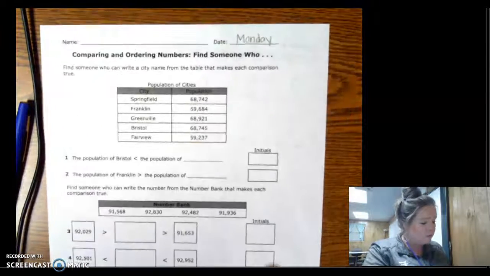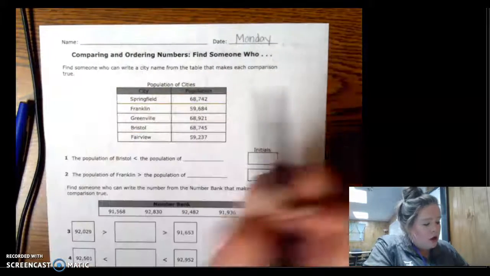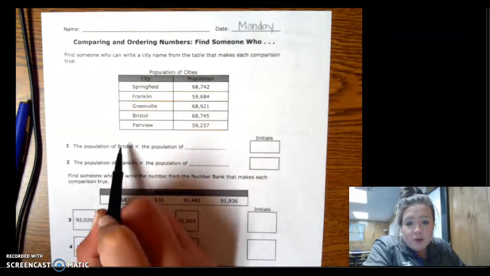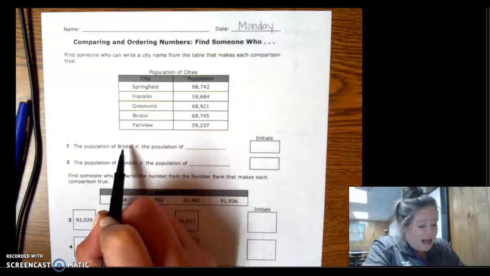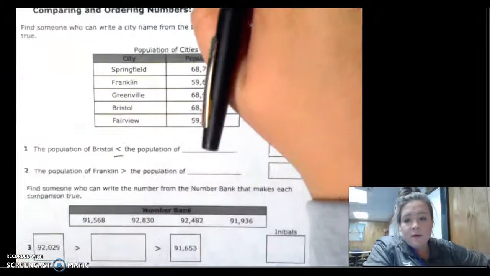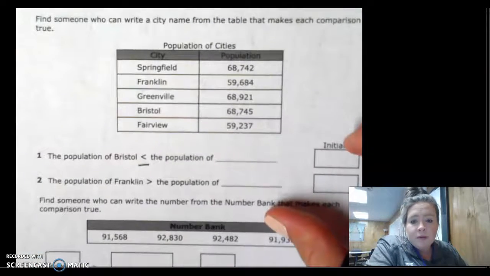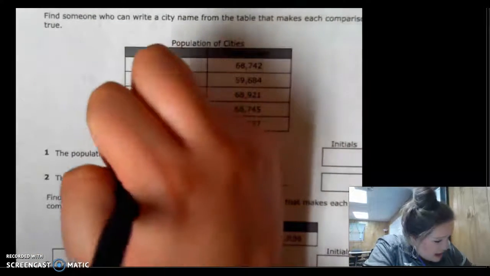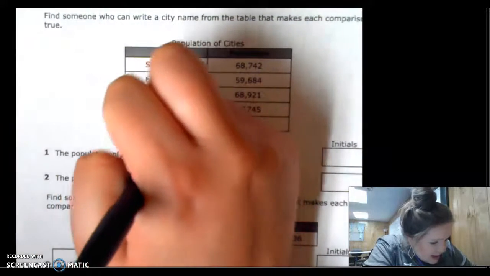Okay, so now that we've gone over our place value charts and a little bit about comparing and ordering numbers, let's look here. Okay, look at number 1. The population of Bristol is, what is this symbol? Good. That is the less than.